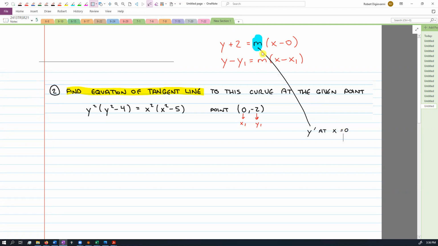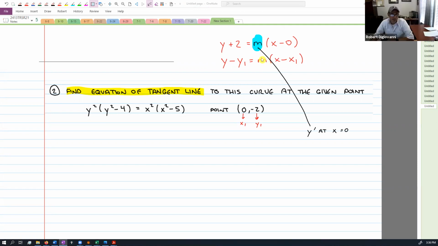What I saw on the test was that a lot of students were getting the derivative and doing the equation, but for m they actually put the derivative in there, not the derivative evaluated at a specific point. So instead of putting a number there, they put an entire expression, which is incorrect. We need the slope at the point x equals 0, y equals -2.